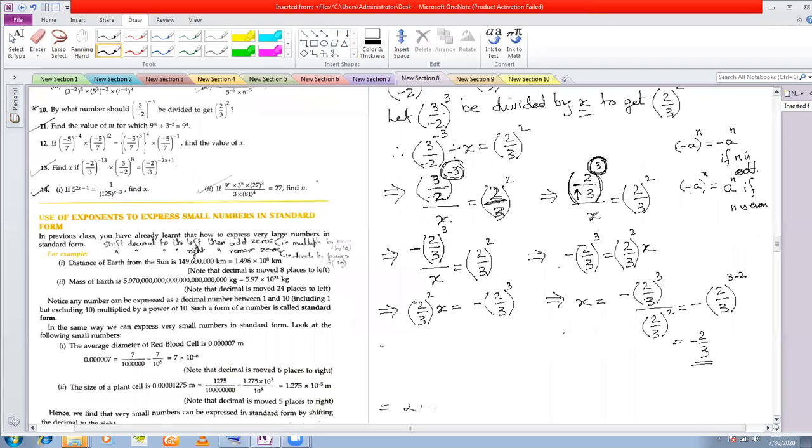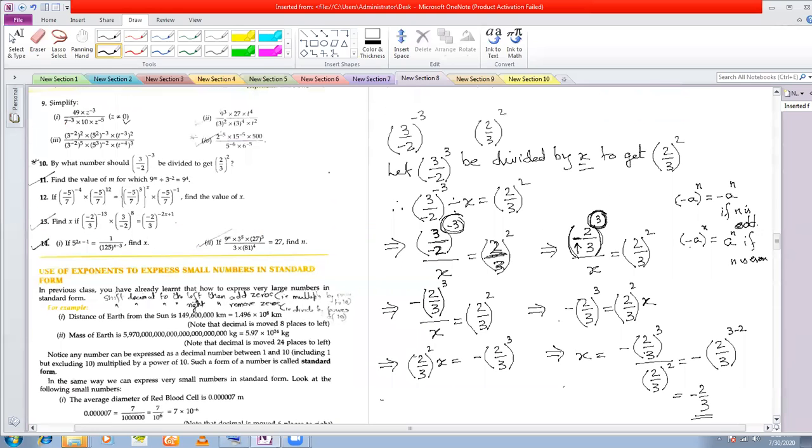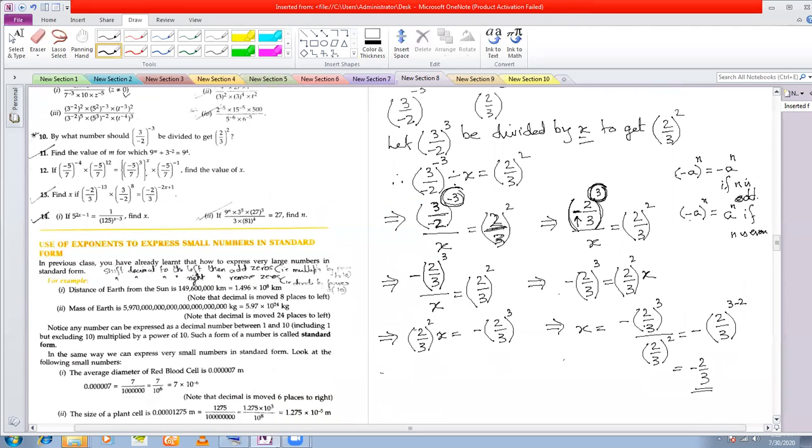No, sir. Sir, I have a problem in the last step. Which one? This one from here? Yes, sir. See, if I have 2x is equal to 3, what do I do? x is equal to 3 by 2, right? I divide both sides by 2, isn't it? So same here, I have something into x is equal to something. So therefore, x must be equal to this divided by this. Yes, sir. That's why.